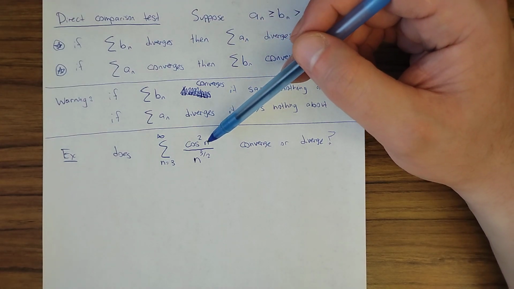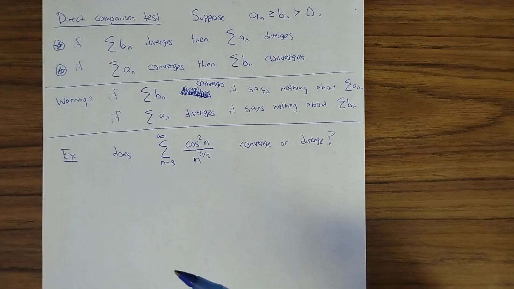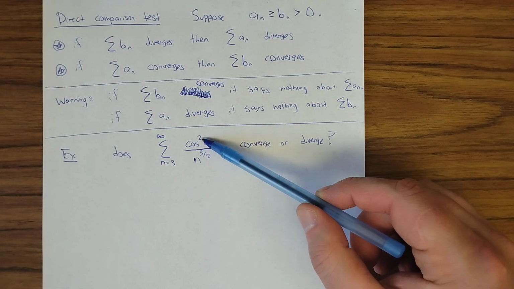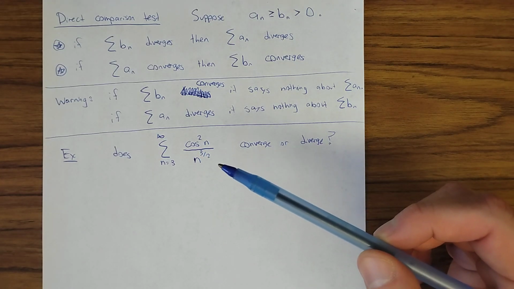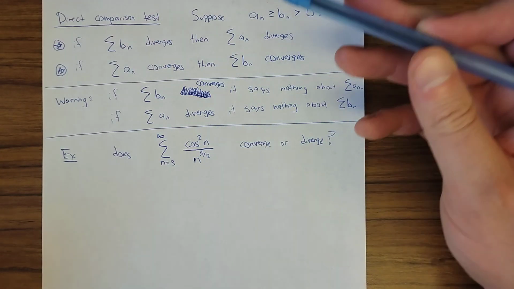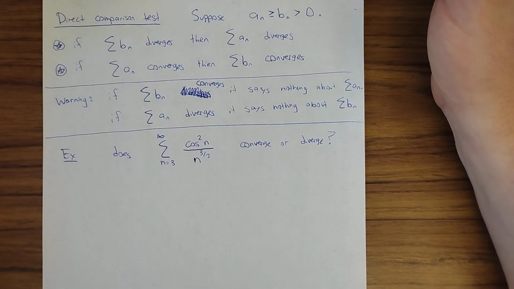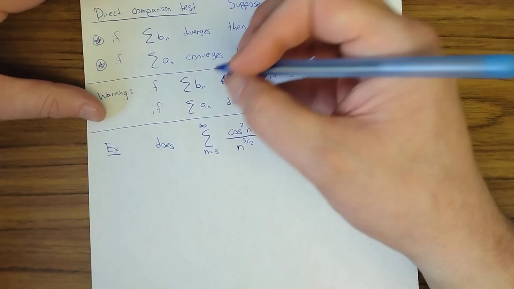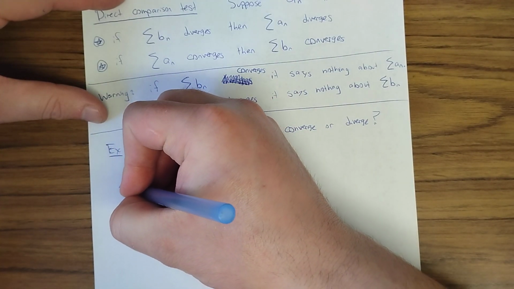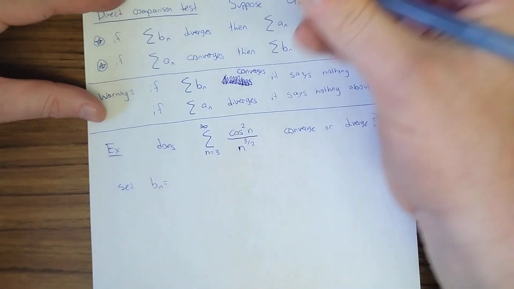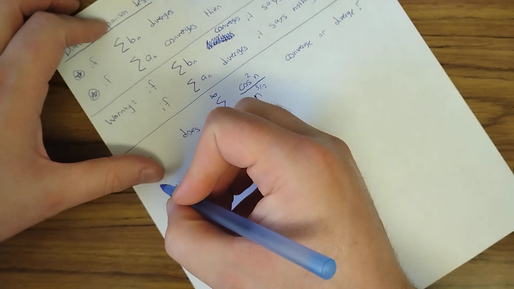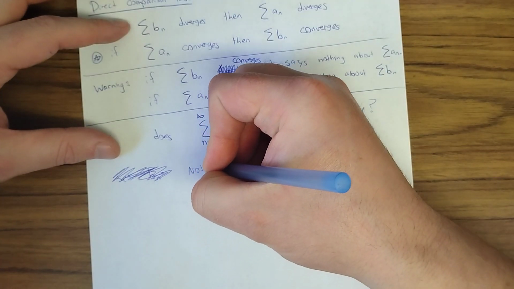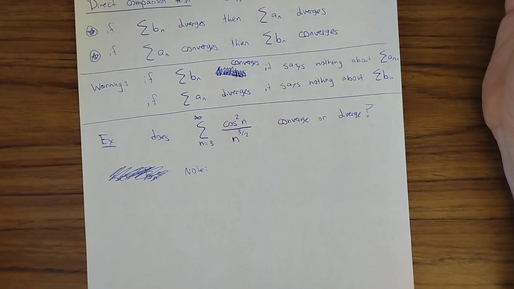For example, let's do this. So I've got a series: cosine squared n over n to the 3/2. I would say this is an example of something that's just kind of begging us to use the direct comparison test on it. Actually, I'm getting ahead of myself. Let me write down a little inequality.